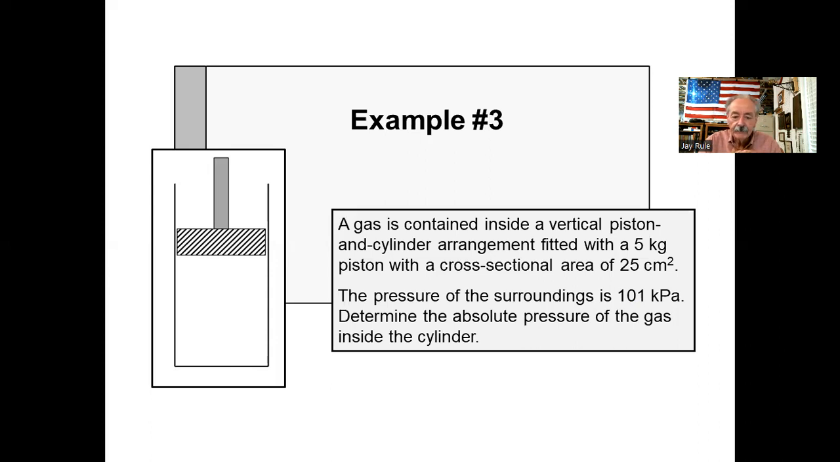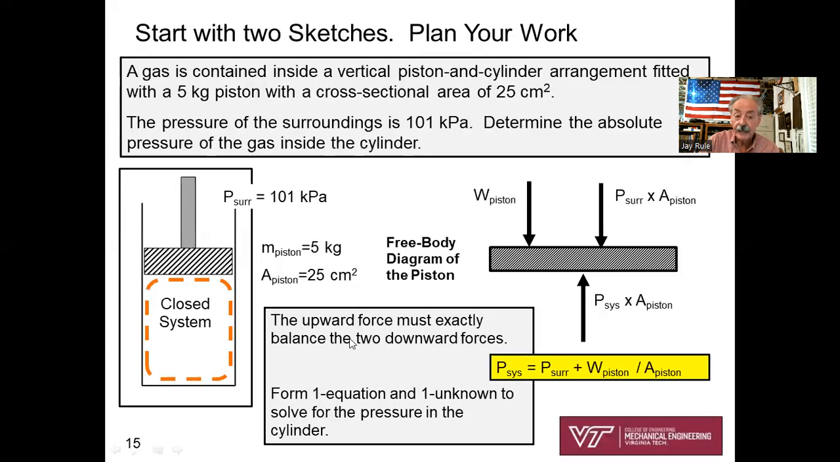The pressure of the surroundings is 101 kPa. Finally, determine the absolute pressure of the gas inside the cylinder. Should be a pretty easy problem, I hope you see, but let's go through, be sure we can do this numerically and with units. Start with a sketch. Here's my sketch, piston and cylinder. I've shown a little dashed area to show that it's a closed system. This is the gas contained inside the piston and cylinder.